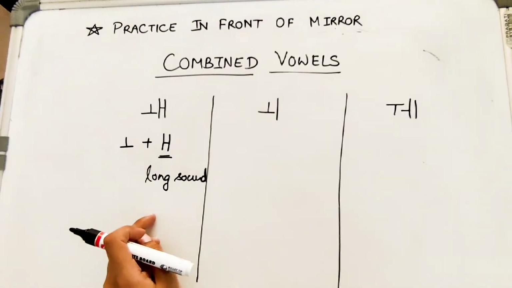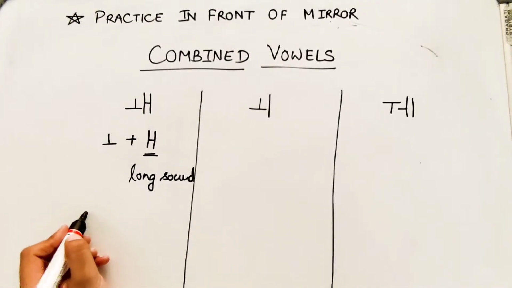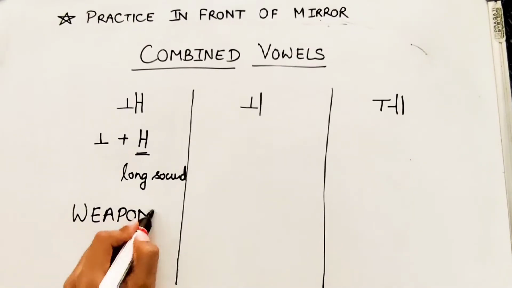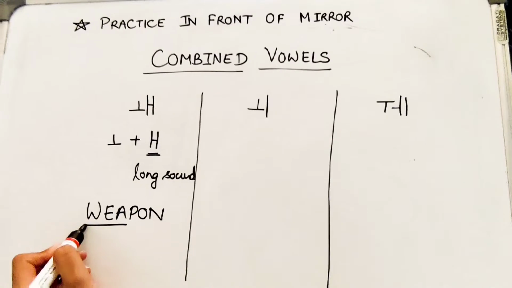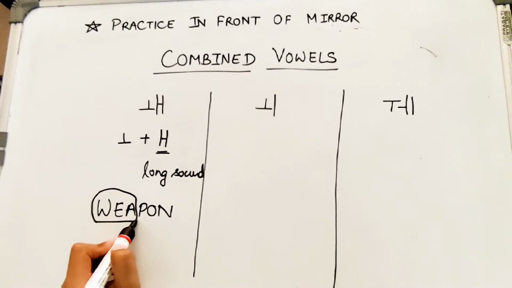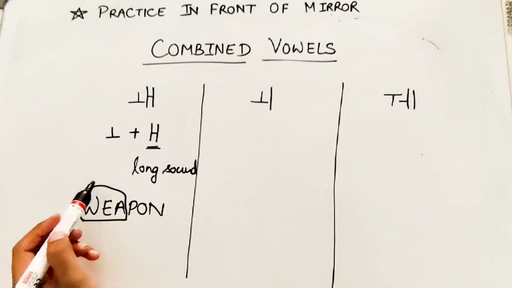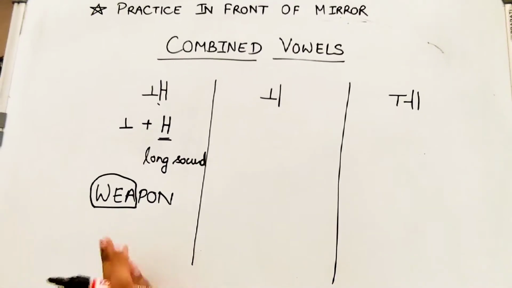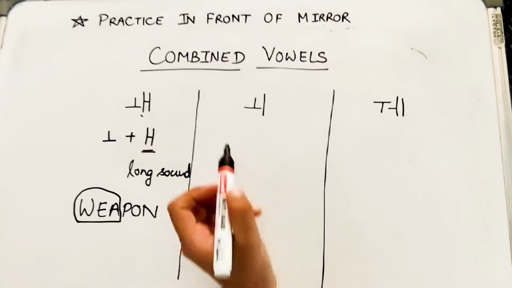Okay. So the word in English you can use to remember this is weapon. Weapon. The we that you say in weapon is actually the sound of this we. Weapon, we. I hope that's easy for you to remember.